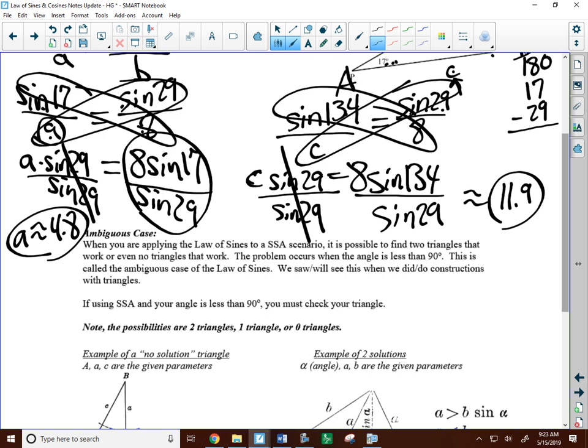So that's the first example of that. Anything I can answer? Okay.